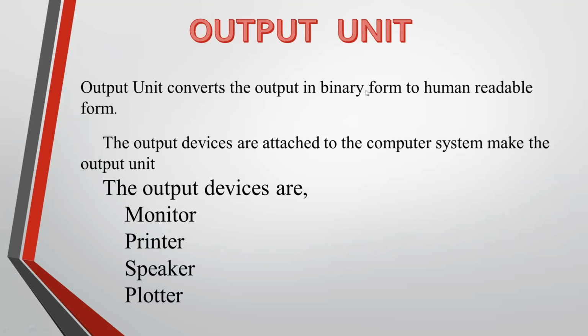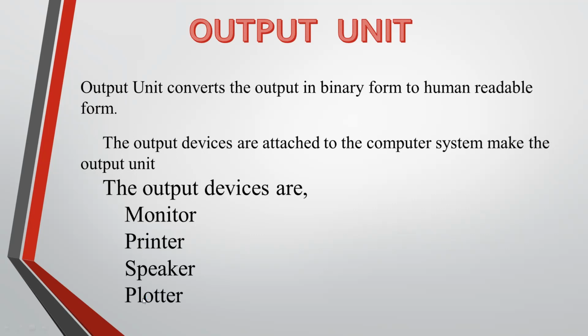Binary. Bi means two. Bicycle. How many wheels are there in a bicycle? 2 wheels. So binary means how many numbers are there? 2 numbers, that is 0 and 1. The combination of 0 and 1 is the binary number system. Clear? So the output unit converts output from binary form to human readable form, that is high level language, because we are not able to understand binary level language. So the computer generates output in high level form, through the output unit. And some output devices are there. What are the output devices? Monitor, printer, speaker, plotter, etc.